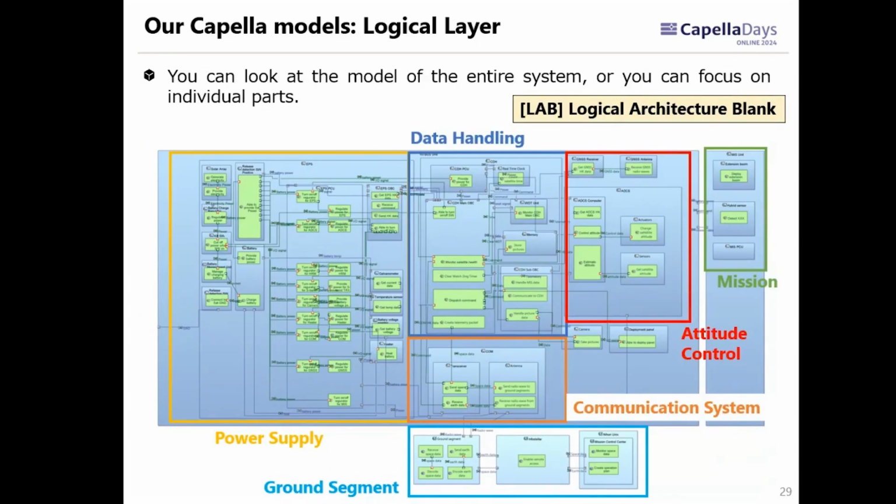So this is the logical architecture blank diagram. You can look at the model of the entire system, or you can focus on individual parts. Here is the power supply system, and here is data handling and communication, ground segment, attitude control, and mission system. But the important point, I think, is that the function found in the logical function breakdown diagram is here. So the function from the system layer and breakdown element is allocated here as a part of the attitude control subsystem.